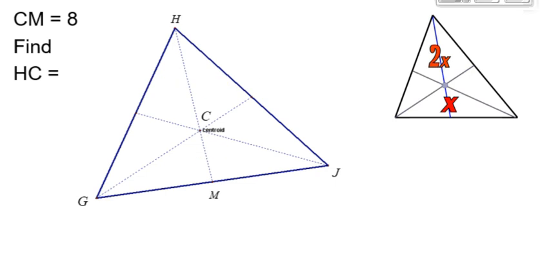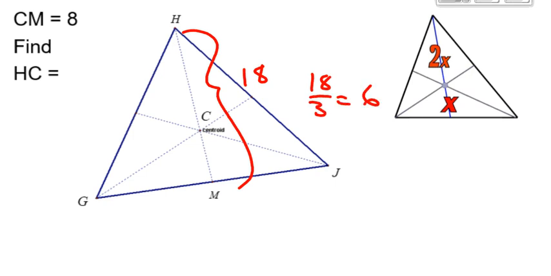All right, what if my whole length is 18? Okay, so if I'm going to cut 18 into 3 equal pieces, let's cut it in thirds. So my smallest line segment is going to be 6. What does that make this one? 12. It has to be twice that, right? Has to be twice that.